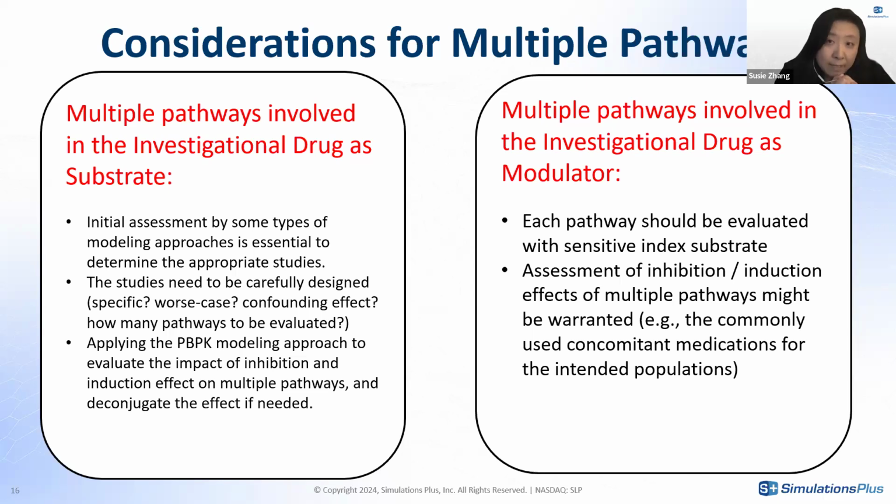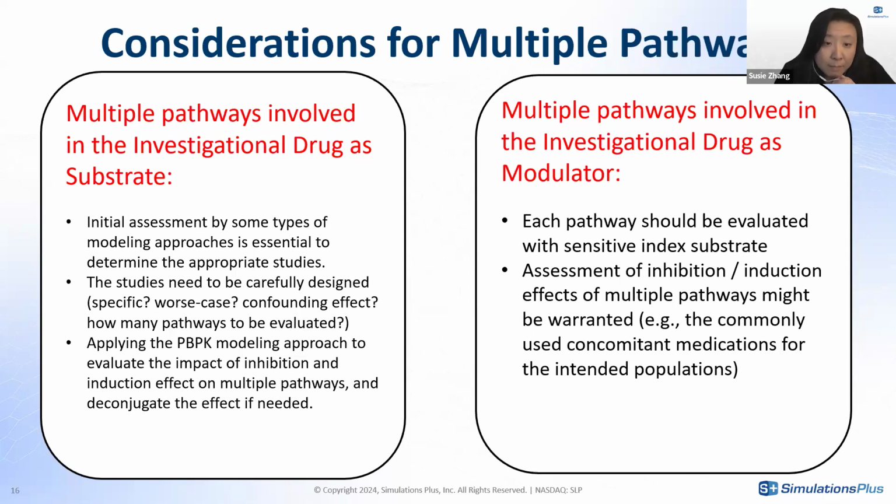And the studies need to be carefully designed if you're going to do a clinical study, and maybe one or two or more. The purpose of the study needs to be specified, whether you want to evaluate a specific pathway or evaluate an overall effect as a worst case scenario, whether there are any potential confounding effects in your clinical trials, and how many pathways you're going to evaluate in one study or in multiple studies. Those are the questions that need to be considered even before the start of clinical studies. And also, how are you going to use the PBPK model to tease out each effect or to evaluate the combination effect? If you need to evaluate the combination effect, what data do you need to get before you even do the study, and what is the optimal clinical trial design? Those are some of the considerations.